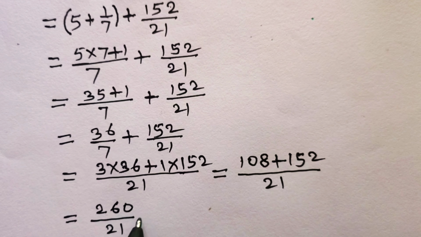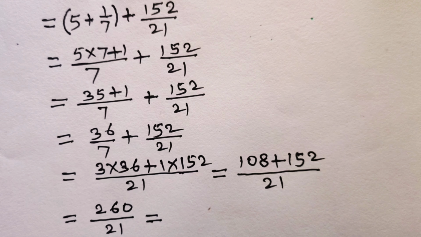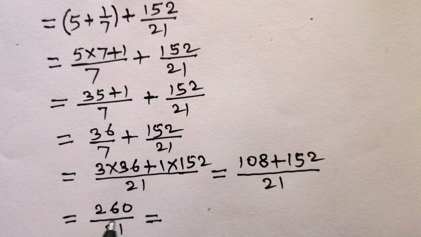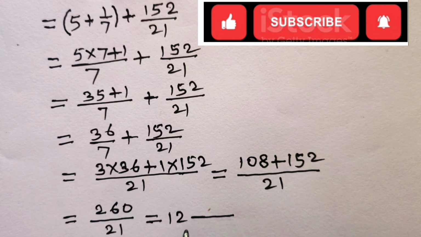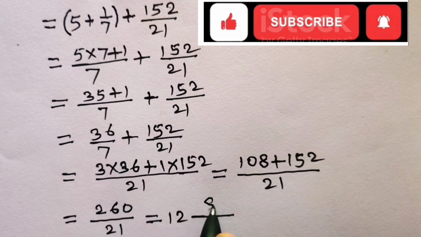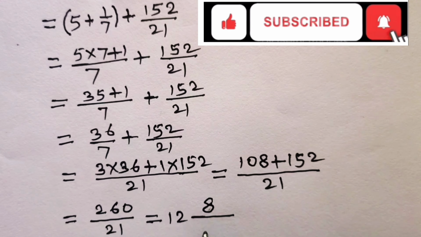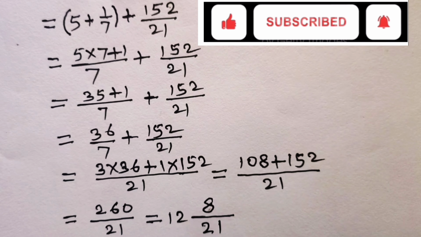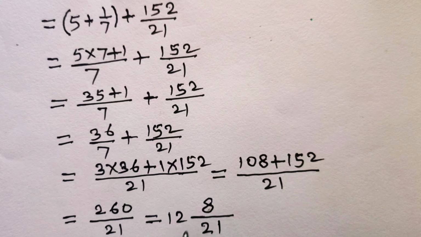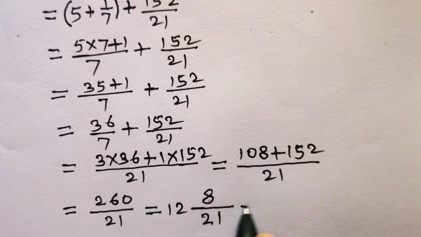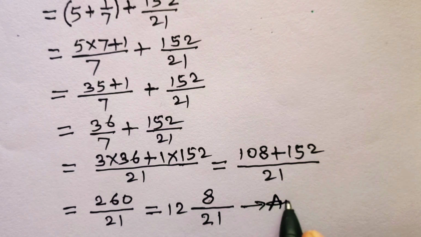If you want, you can get this value as a mixed number by dividing 260 by 21. So 12 into 21, 252, plus 8, that is 260 over 21. That is 12 and 8/21, or 12 plus 8/21. And this is the final answer.